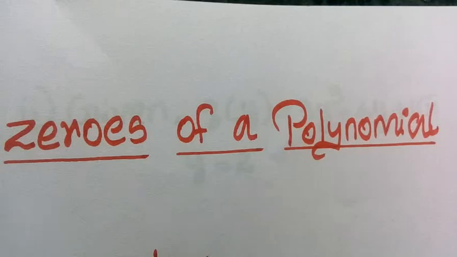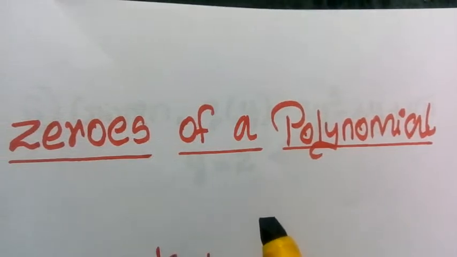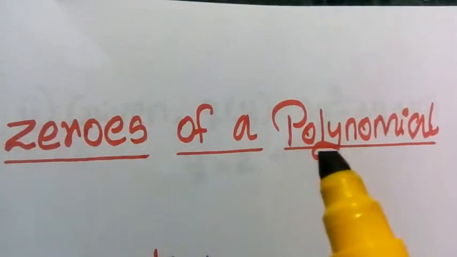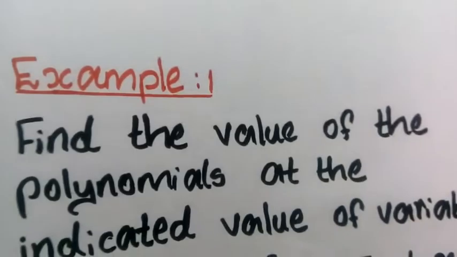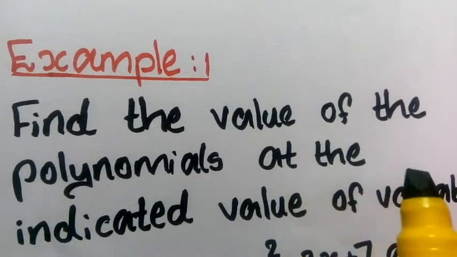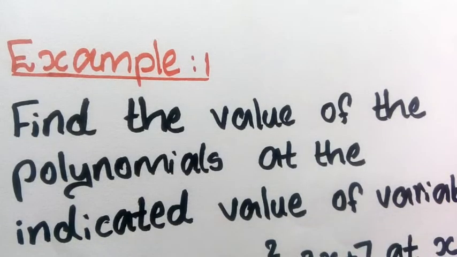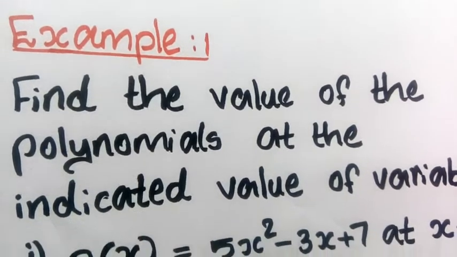Good morning, dear children. Today we are going to discuss the topic zeros of a polynomial from the chapter Polynomials. First we will discuss some example questions. Later we'll check what is meant by zeros of a polynomial. Example question. Find the value of the polynomials at the indicated value of variables.